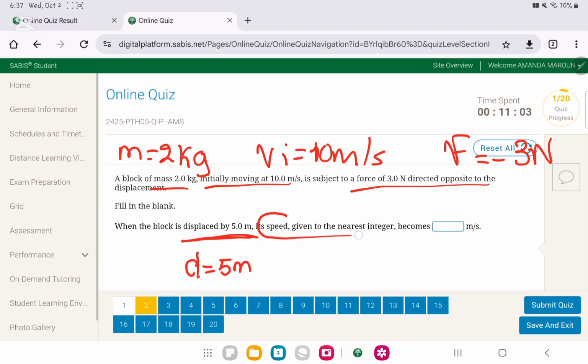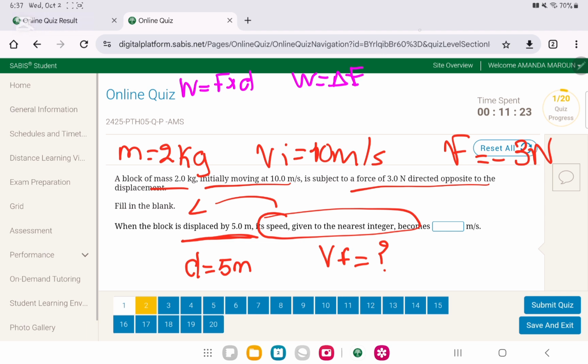Now they need us to find the speed after the block is displaced. So it is velocity final. Now, let us rewrite our equations again. We have work equals force times distance. We have work equals delta kinetic energy, which is 1 over 2 m times v final squared minus v initial squared. Then we have W is equal to plus or minus mgh.